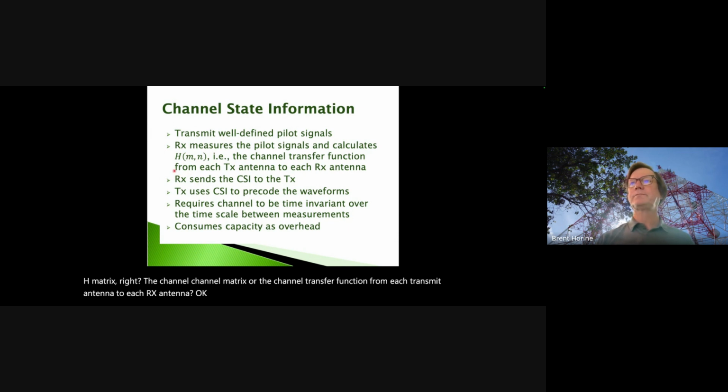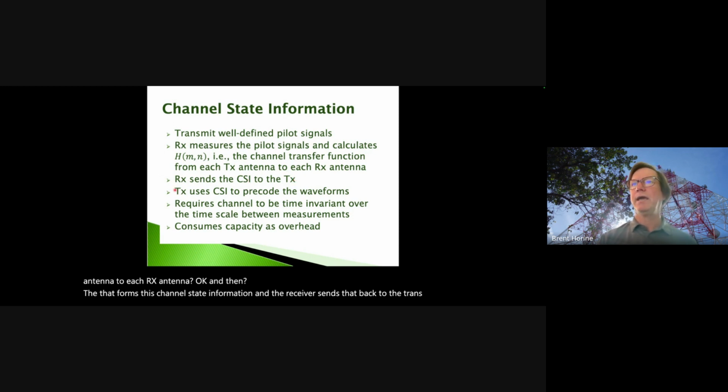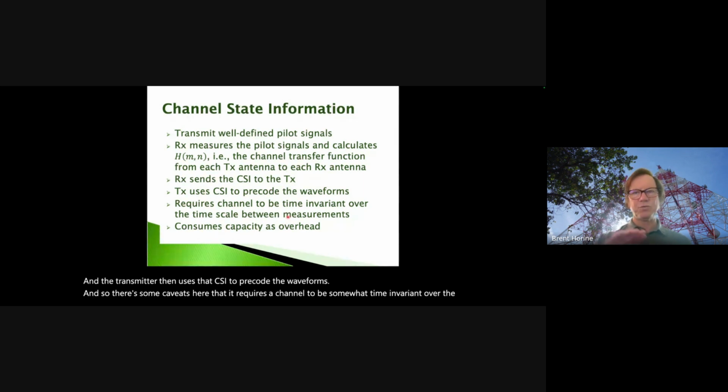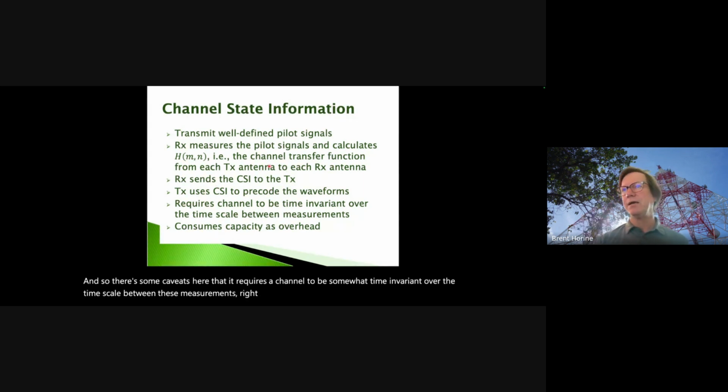Okay, and then that forms this channel state information, and the receiver sends that back to the transmitter, and the transmitter then uses that CSI to pre-code the waveforms, right? And so there's some caveats here. It requires the channel to be somewhat time invariant over the time scale between these measurements, right? So it takes time to send these pilot signals, to measure them, to send it back, and maybe the next data frame, or in a frequency duplex type situation, which we haven't talked about yet.